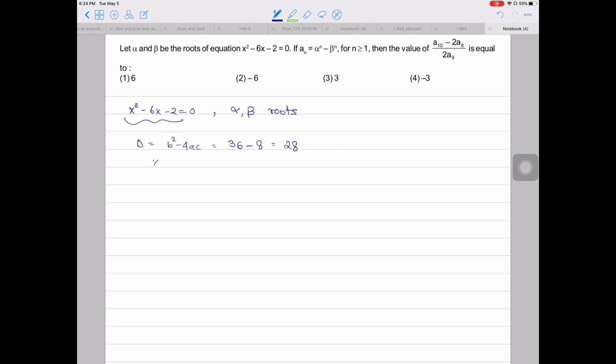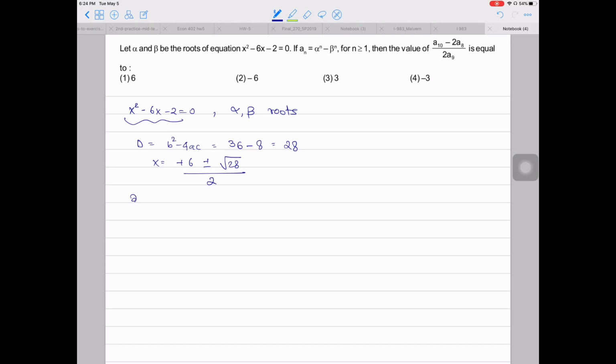So if you try to solve for x, you will get minus b, which is minus 6, so that's plus 6, plus minus under root 28 over 2a, which is 2. So you won't be able to find alpha and beta nicely, and if you try to plug them in, you have to find them to the power 8, 9, and 10, which is almost impossible. So we'll try to solve it with a better technique.